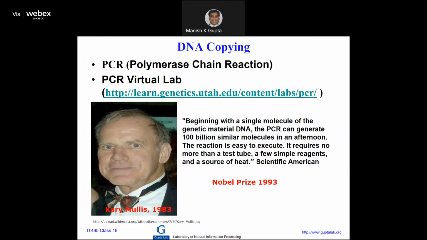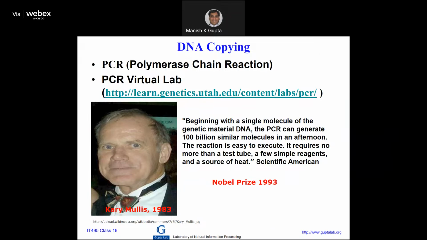There is a statement in Scientific American: beginning with a single molecule of the genetic material DNA, the PCR, polymerase chain reaction, can generate 100 billion similar molecules in an afternoon, a few hours. The reaction is easy to execute. It requires no more than a test tube, a few simple reagents, and a source of heat. Heat is good enough to give you a photocopy. It's a photocopy machine basically.